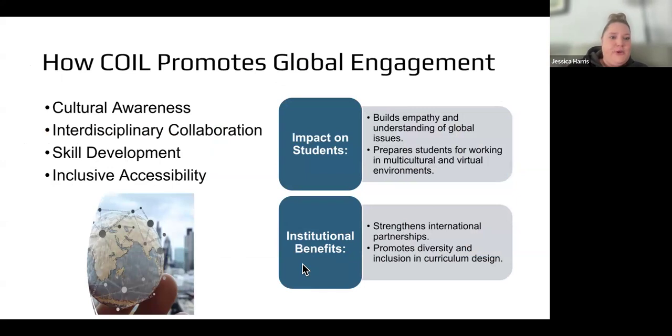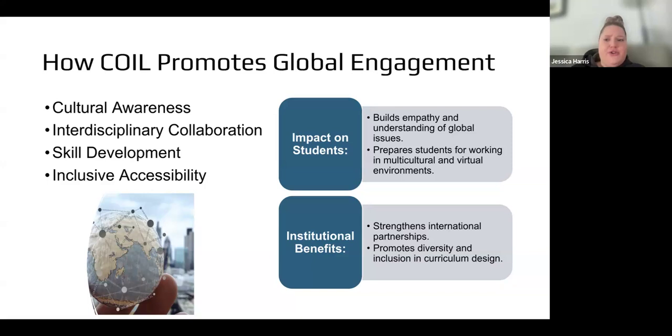So how COIL promotes global engagement: cultural awareness, interdisciplinary collaboration, skill development, and inclusive accessibility. Cultural awareness exposes students to diverse perspectives. They are virtually collaborating with a classroom from a different country. They may speak a different language, and it encourages teamwork across borders and disciplines. So that is interdisciplinary collaboration. And with skill development, it's enhancing digital literacy, intercultural communication, and problem solving. And with inclusive accessibility, it's providing global experiences without the cost of travel. I have had students enrolled in my COIL courses who mentioned they would never be able to afford to study abroad, and they felt like they still got that experience.